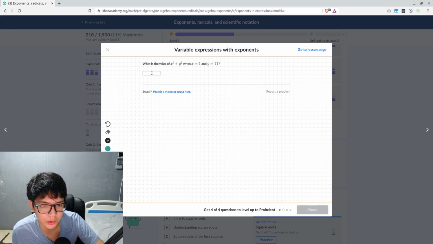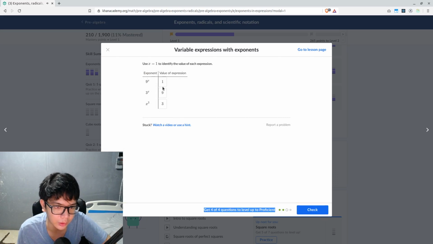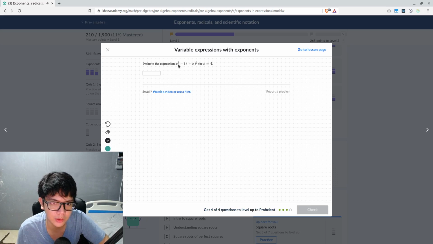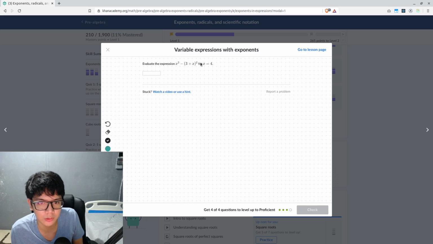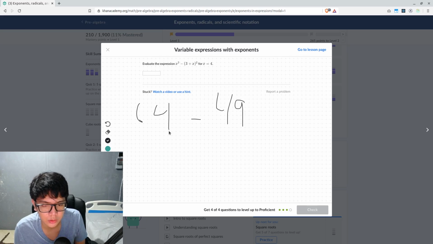X to the 6th. Okay, it's going to be 1 plus 121, so 122. Okay. It's going to be 9. It's going to be 3. Evaluate the expression x cubed minus 3 plus x. Wow, this is cool. Okay. 4 times 4, 16, 64 minus 7 squared, 49. So let's add 1 to both. So we get 65 minus 50. We get 15.